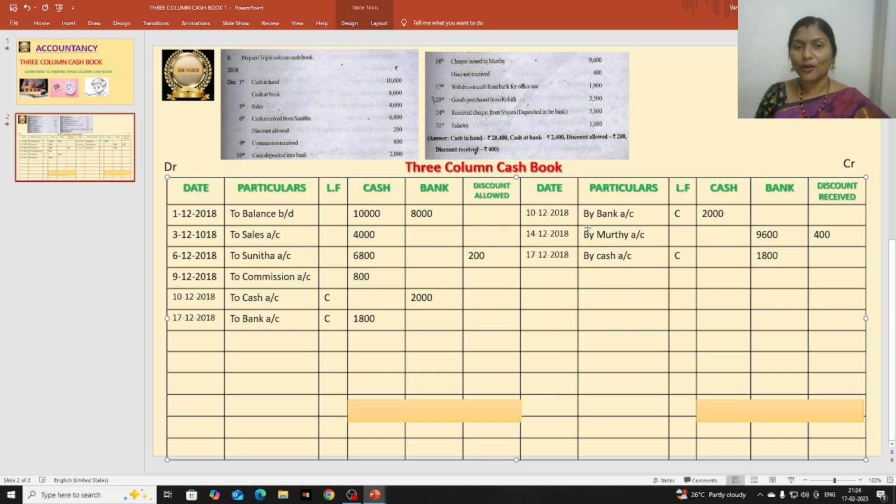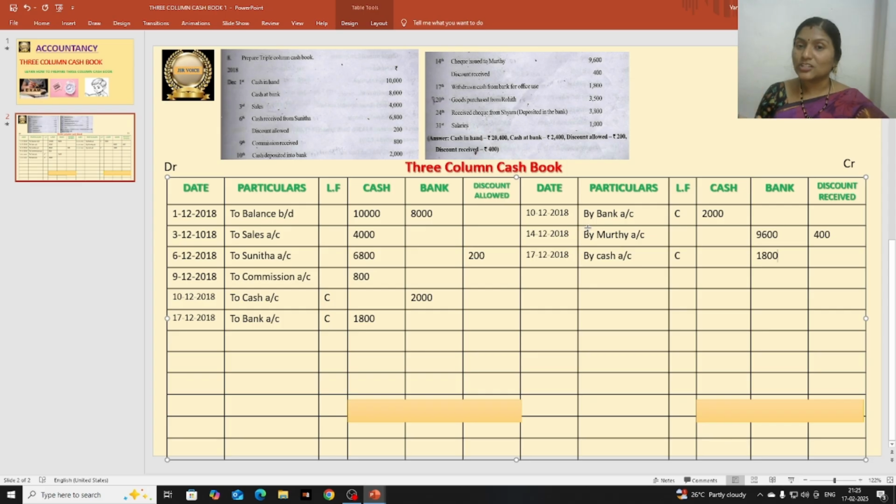Now we should not record it in the 3-column cash book. Only if cash comes in and cash goes out are we going to record the transaction in the cash book. So here that is a credit purchase. You may wonder how I identified it. Whenever they mention goods purchased from Rohit, the name of the person and purchases, only in case of credit purchase do they mention the name of the person also. If it is a cash purchase, along with the name they will mention for cash: goods purchased from Rohit for cash.